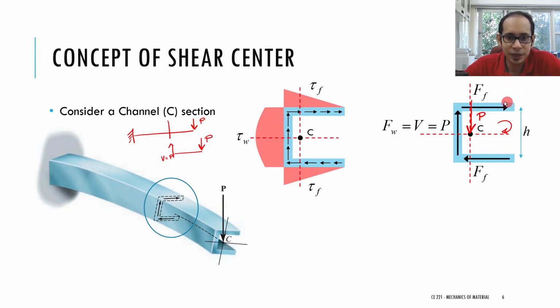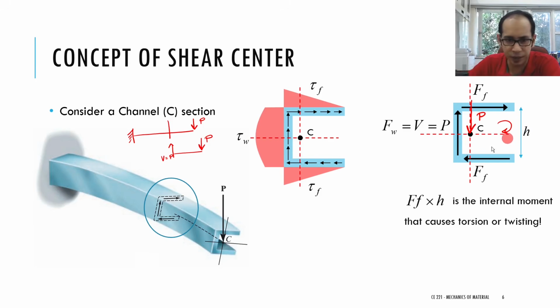Now if you see, this ff and ff times h causes a moment which is ff times h over here. So let's just quickly write that. So this guy over here and this guy over here, separated by this h, cause this particular moment. This is ff times h. So this is the moment that is happening, it is f times h. So this is the twisting moment over here.